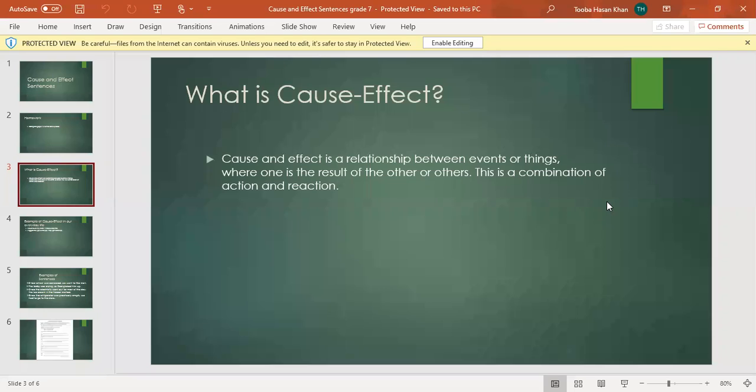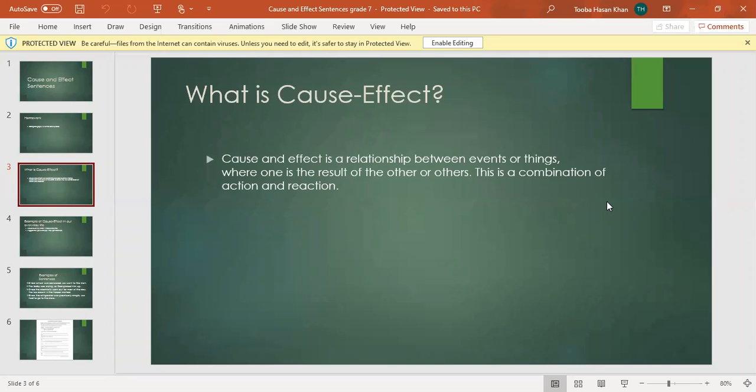Now, for example, if you push the door, it will either open or close. The pushing of the door is the cause, and the opening or closing of the door is the effect.